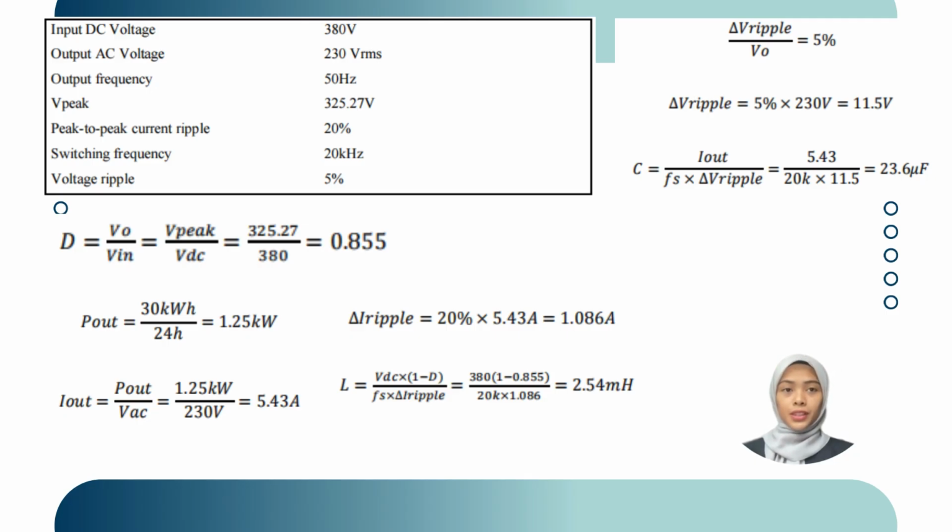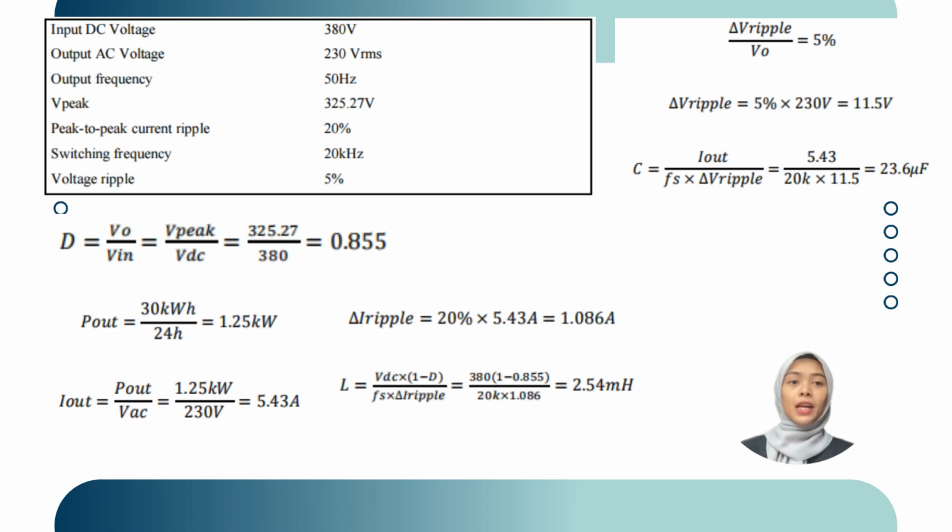Next, for the inverter design, we want the output voltage to be 230 volt, and the input voltage that we get from the DC-DC converter is 380 volt. The output frequency is 50 Hz. The peak-to-peak current ripple we choose is 20%, the switching frequency is 20 kHz, and the voltage ripple is 5%.